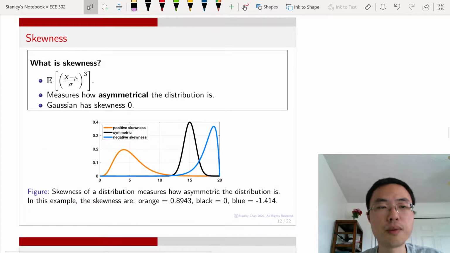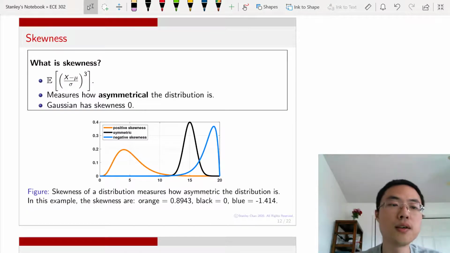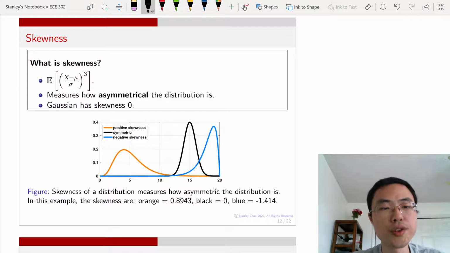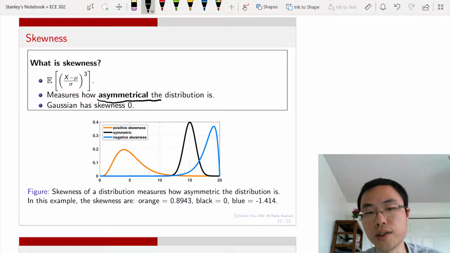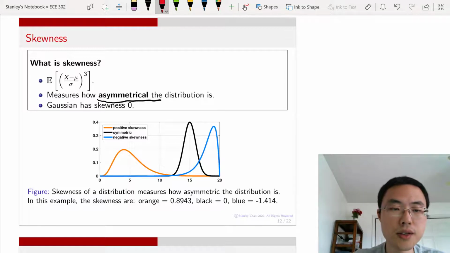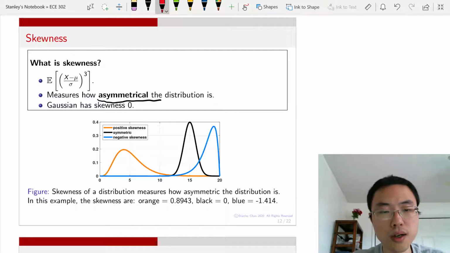Let me briefly talk about skewness. What is skewness? Skewness is defined by the third power of the expectation. Skewness measures how asymmetrical the distribution is. Let's look at this diagram here.